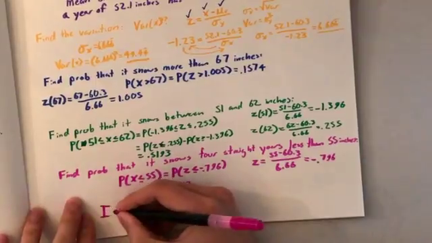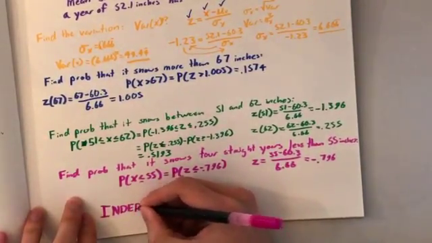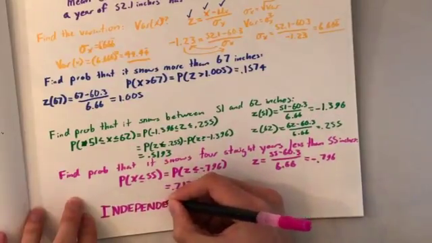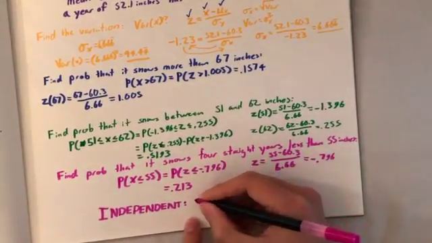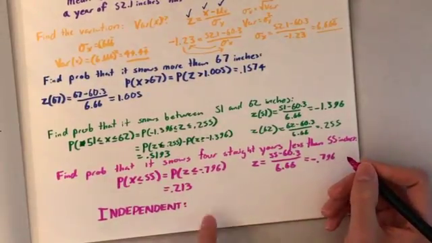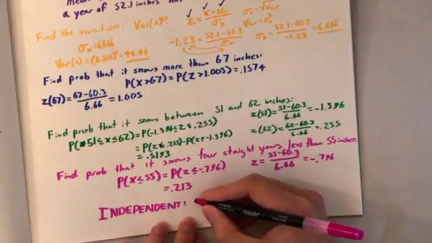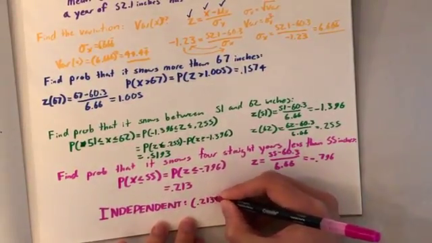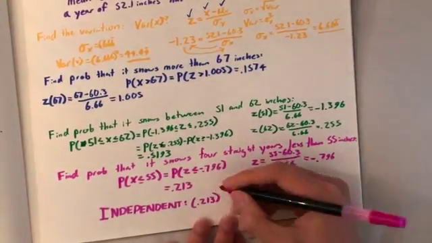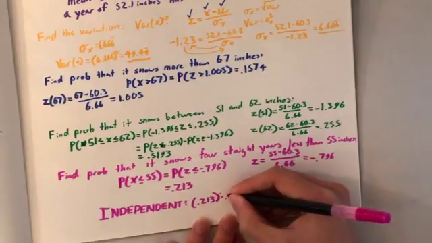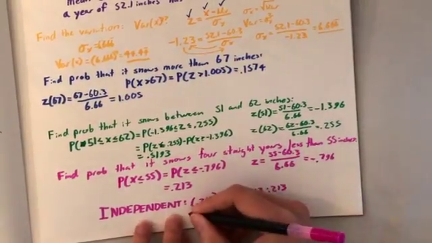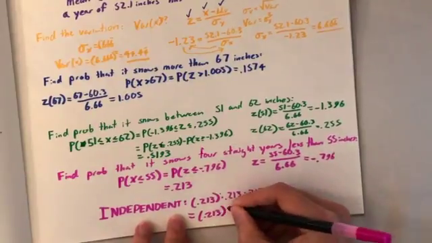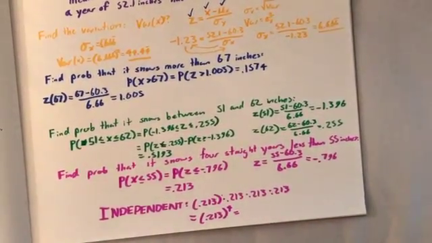Since these are independent, remember we can multiply our probabilities to find what happens if they all happen together. So if we want it to snow less than 55 inches for 4 straight years, and the probability that happens once is 0.213, we raise it to the 4th power, because we're just doing 0.213 times 0.213 times 0.213 times 0.213. This is equal to 0.213 to the 4th power.